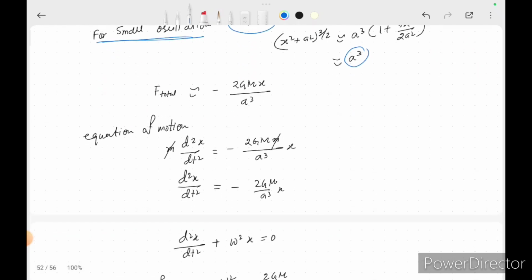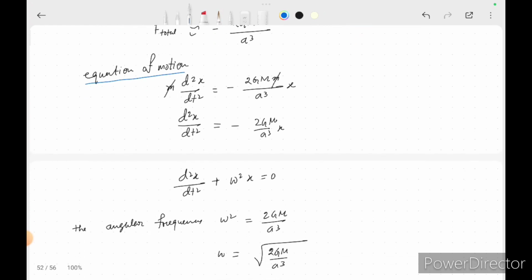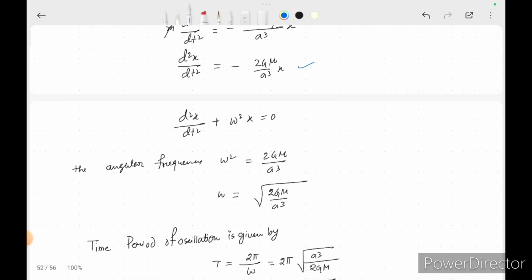So the total force acting on small m by these two capital M masses is equal to minus 2GMm x upon a cube. Now the equation of motion of this small mass is m d2x upon dt square equals the total force acting on it, that is minus 2G capital M small m x upon a cube. So m cancels, and d2x upon dt square equals minus 2GM upon a cube into x. That is, d2x upon dt square plus omega square x equals 0. This is the actual equation of motion.